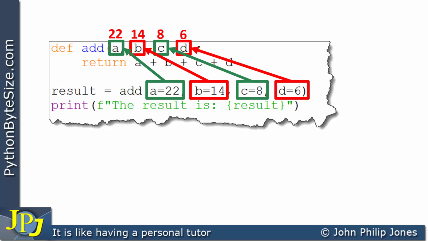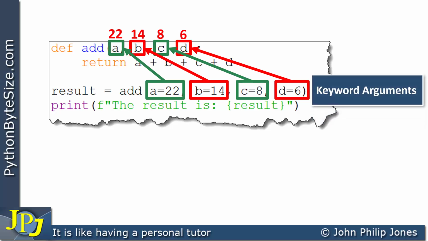Coincidentally, the parameters A, B, C, and D receive the same values of 22, 14, 8, and 6 as they did for the last program we looked at in this video. But the last program was based on positional passing of the parameters. Here, the position doesn't matter. It's a coincidence that I've put these in alphabetical order. We have to realize that a different mechanism is at play here. This way of passing arguments to the parameters is referred to as keyword arguments.